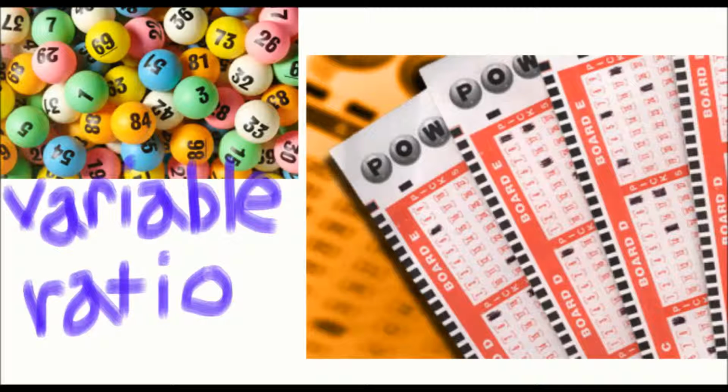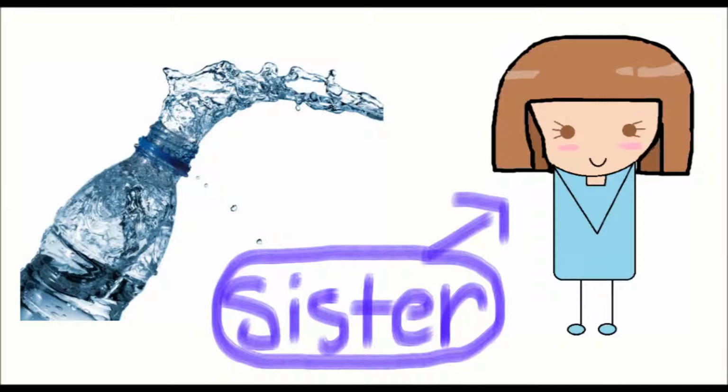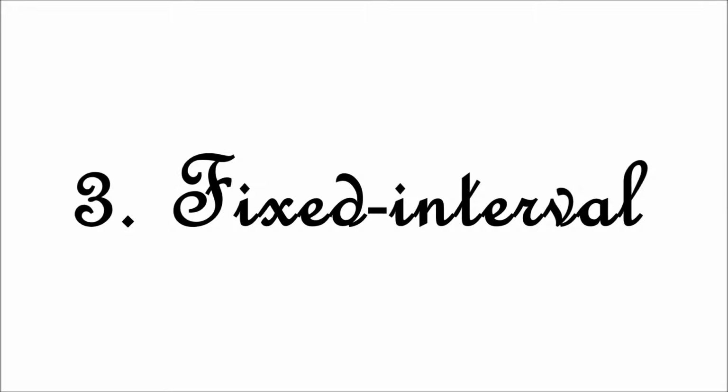Variable ratio, which is number 2, is more like a lottery, where a response is reinforced after an unpredictable number of responses. As a child, my sister employed this method, as she would praise me after getting her water every once in a while. As I desired this response from my sister, I often got her water in hopes that she would praise me.